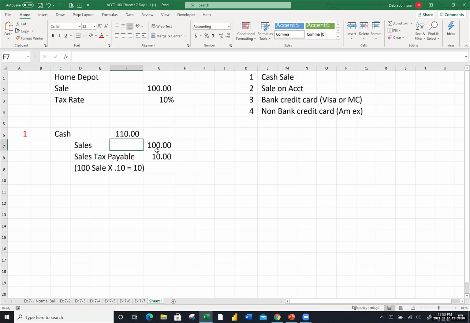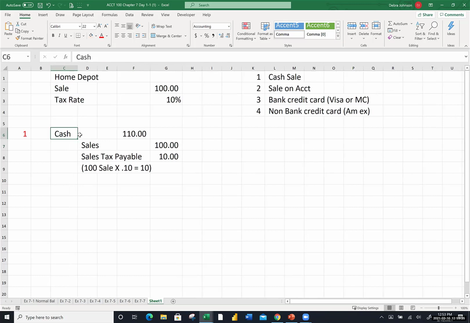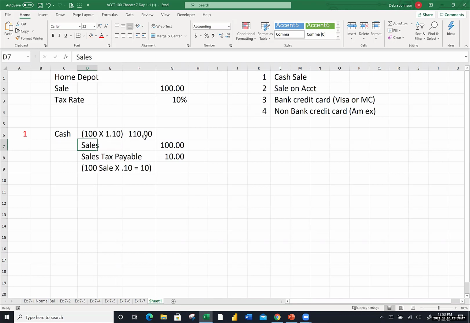There's one of two ways to calculate that. You can either sum these two up, or a shortcut that might be easier when you're on your calculator is the sale amount times 1 point whatever the tax rate is. In this case, it's 1.10. That's a quick way to get the cash. So let me say that again.